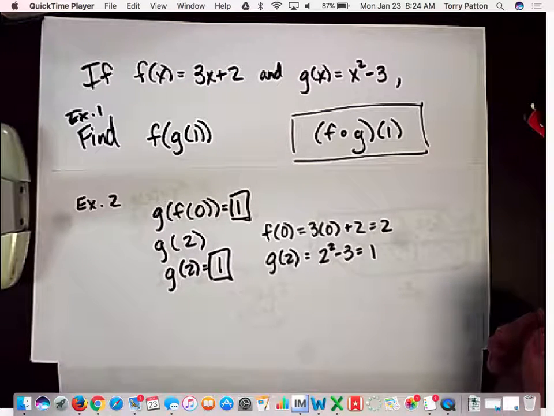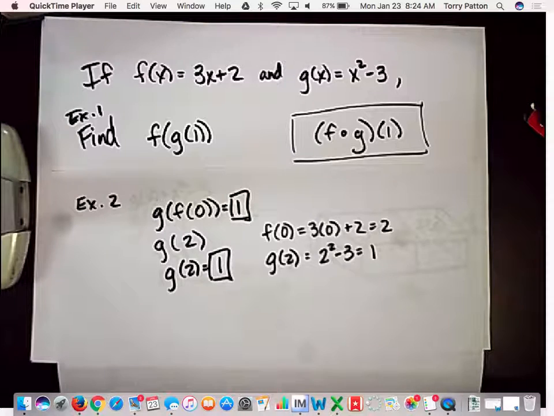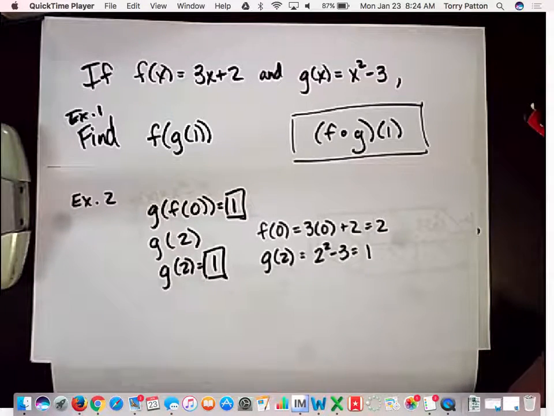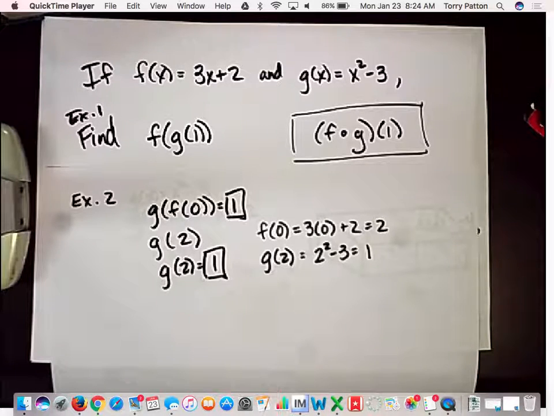Okay? The only way this gets any harder is, let's say that I wanted you to find f of g of a lot of different numbers. I wanted you to find f of g of 1, f of g of 2, f of g of 3, f of g of 4, f of g of 5. Well, if you did it over and over and over, you would start to see a pattern and wonder if there was a shortcut instead of doing it one at a time, every time.